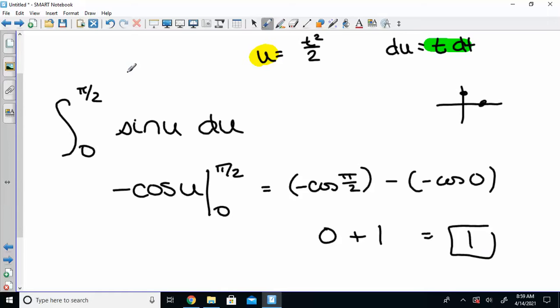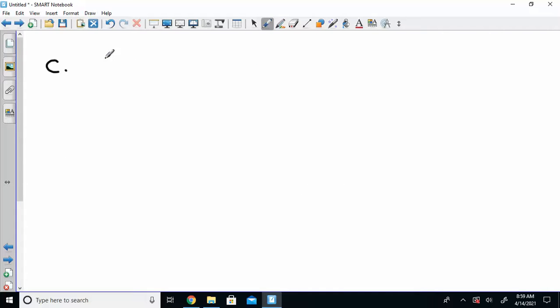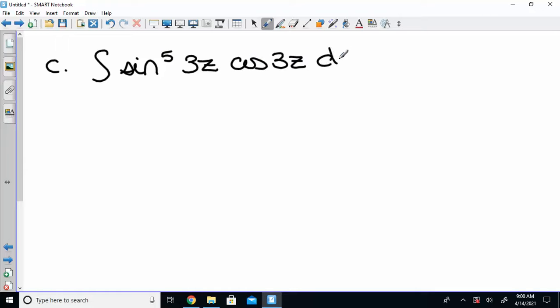I want to talk about C real quick. This problem kind of made it obvious to me that some of you aren't paying attention when you do your dus. You're just writing down something from the problem and not actually working the derivative. Some of you set your u to be sine to the 5th of 3z. That means sine of 3z to the 5th power. If you do that, your du is the derivative of this. So what happens when you do this derivative?